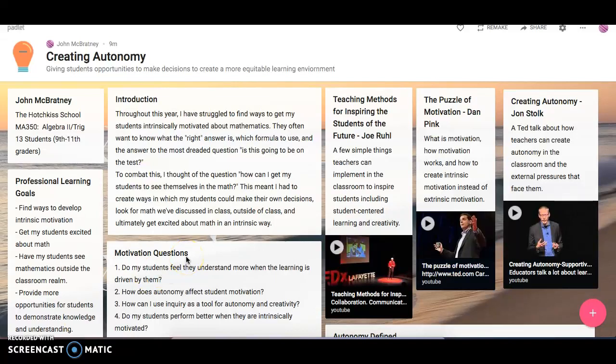Hi, and welcome to my Padlet project. This is titled Creating Autonomy.